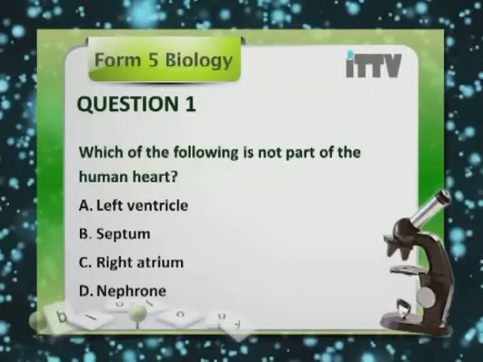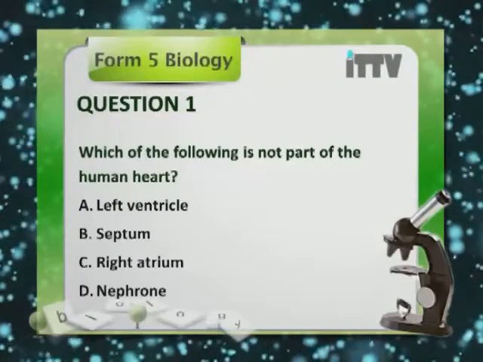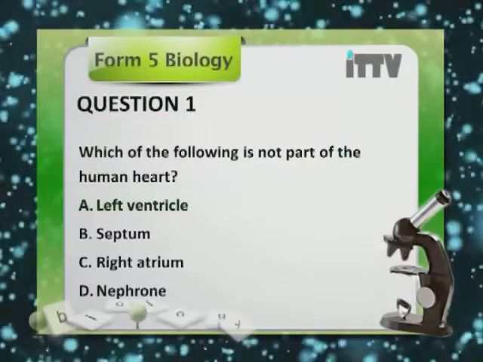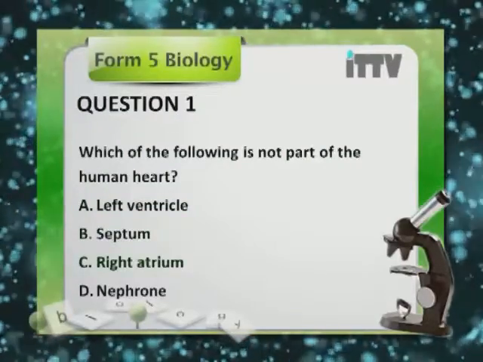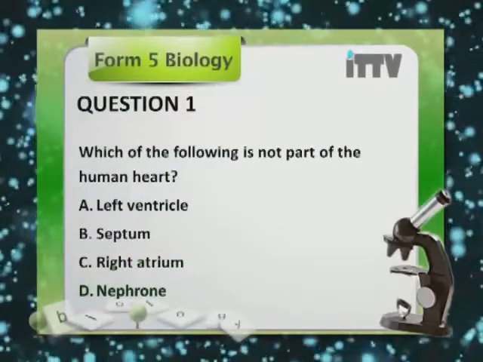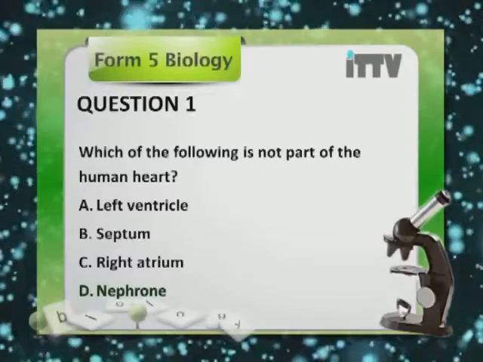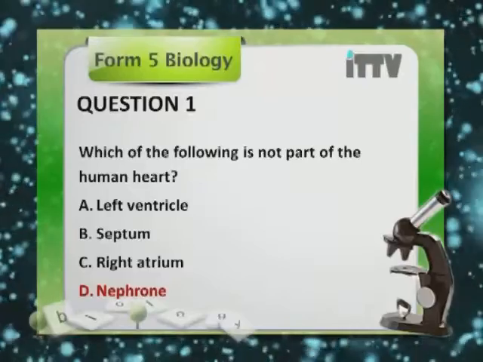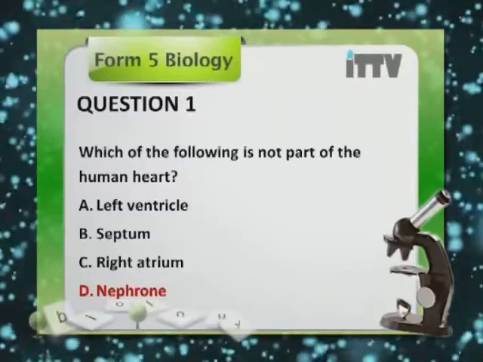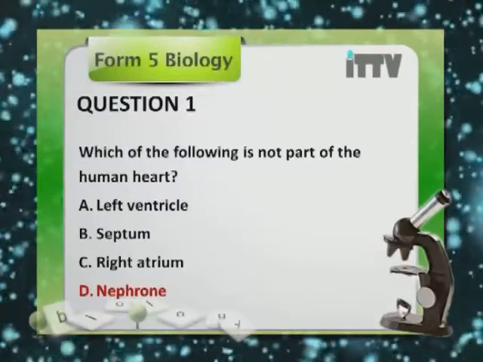Question number 1. Which of the following is not part of the human heart? Choices are A. Left ventricle, B. Septum, C. Right atrium, and D. Nephron. I'm sure this was easy. Of course, the answer is D. Nephron. The nephron is a structure in the kidney and not part of the heart.